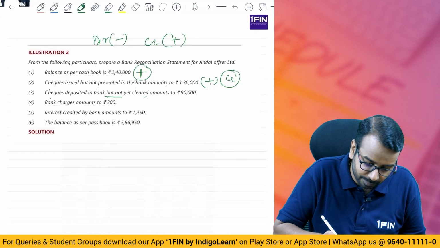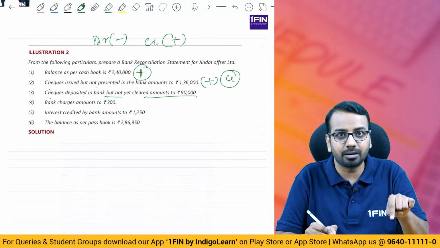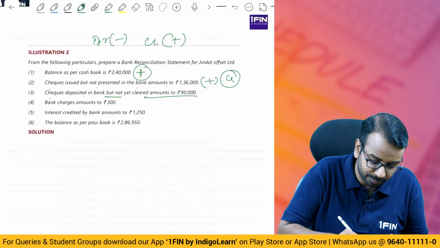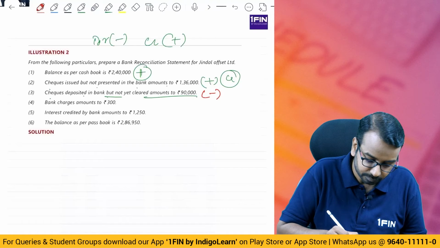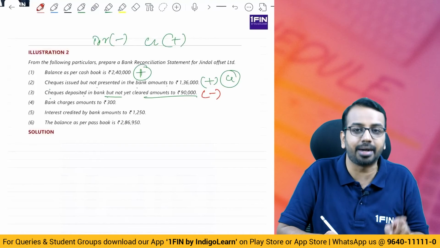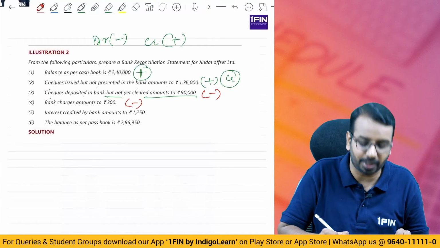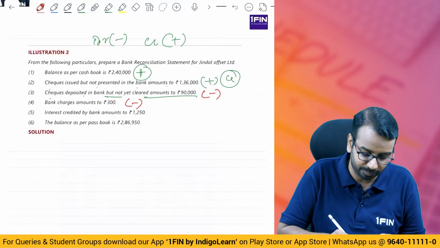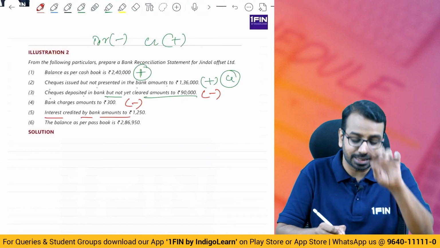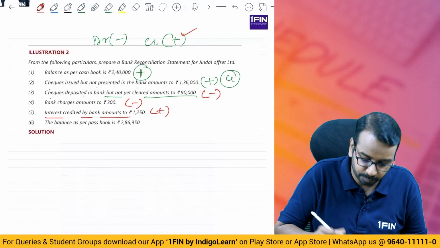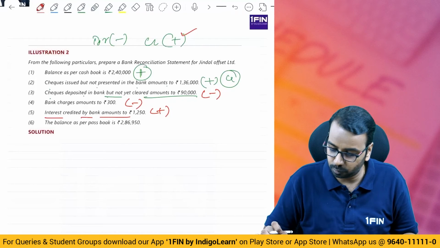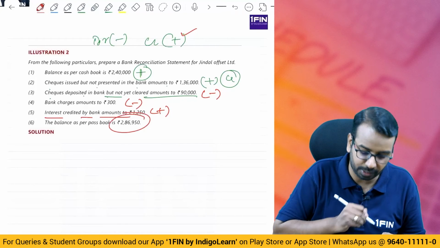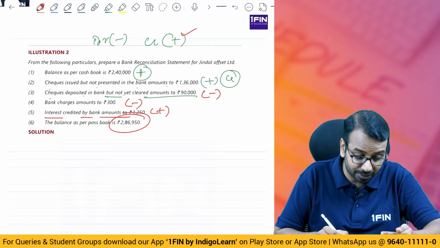Checks deposited in bank but not cleared. We have debited. Bank has not done anything. Debited means minus. Bank charges amounting to 300. Bank has debited, minus. Bank has debited, we have not done anything. Interest credited by bank, bank has credited, so what? Plus. So now if you do this, you get 286,950.